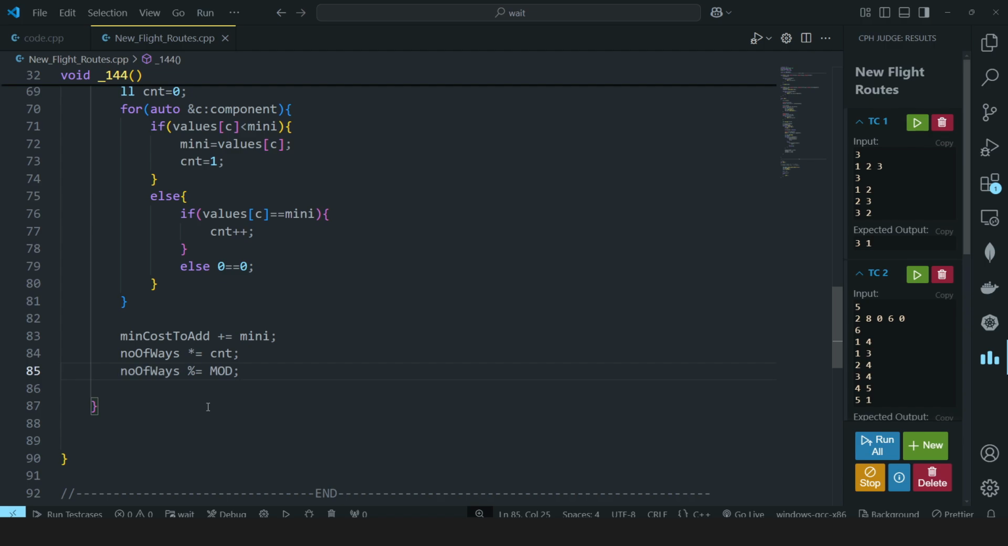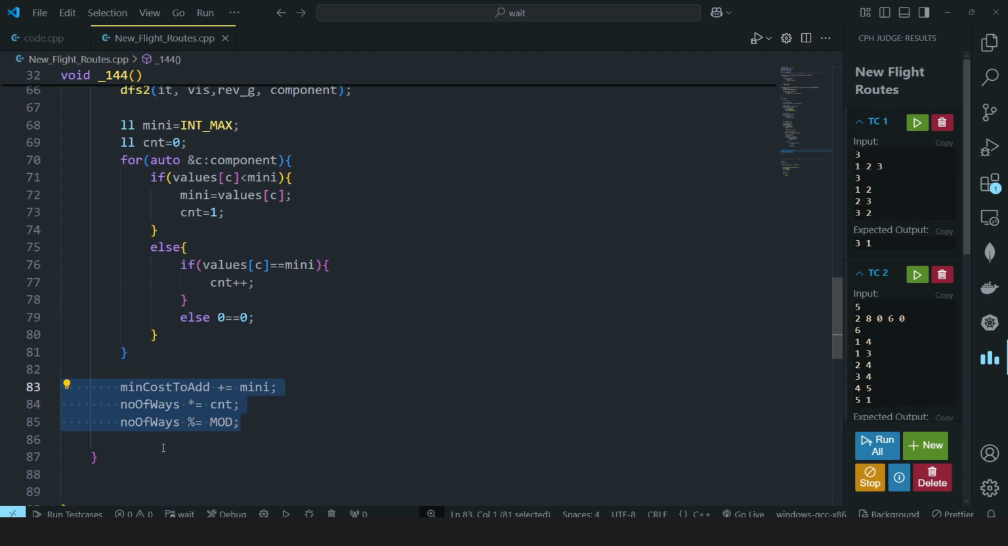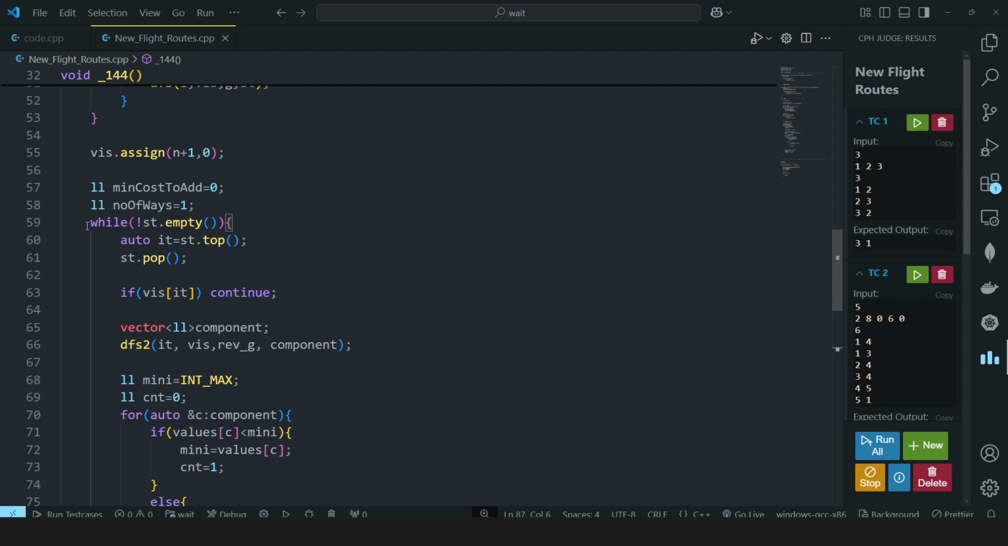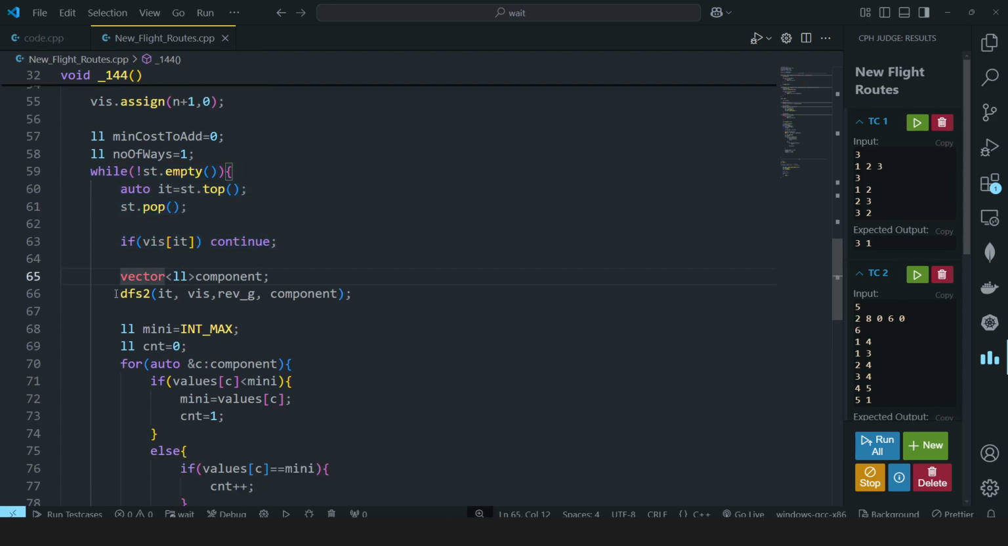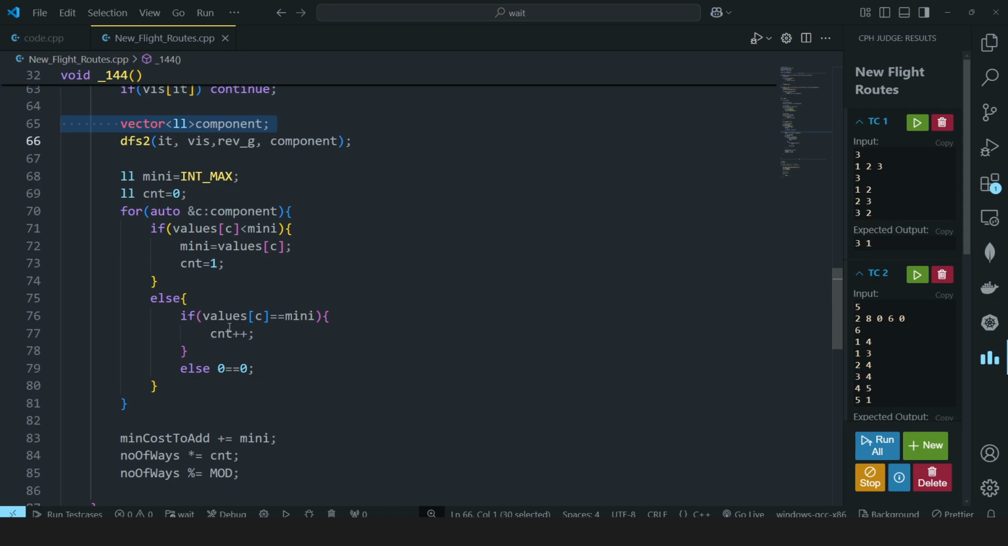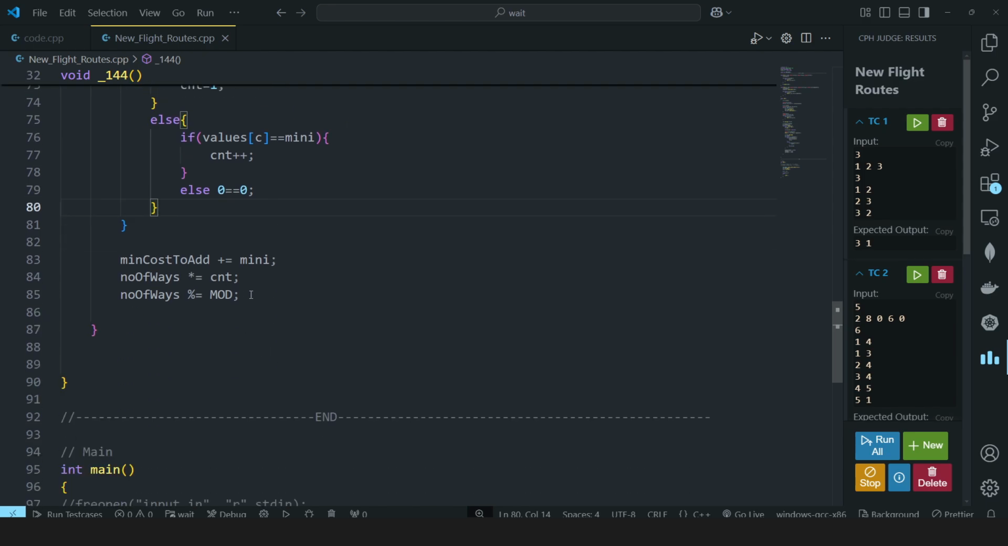And once I have done this, I think we have correctly calculated the total number of ways of finding the minimum value and also the minimum cost in order to build the junctions. And once I have done this for each component, then this while loop will again iterate, and it will again call the dfs function, and then it will calculate the next strongly connected component, and again evaluate the minimum value for each component and its count, right? And after that, add it to the already existing values.